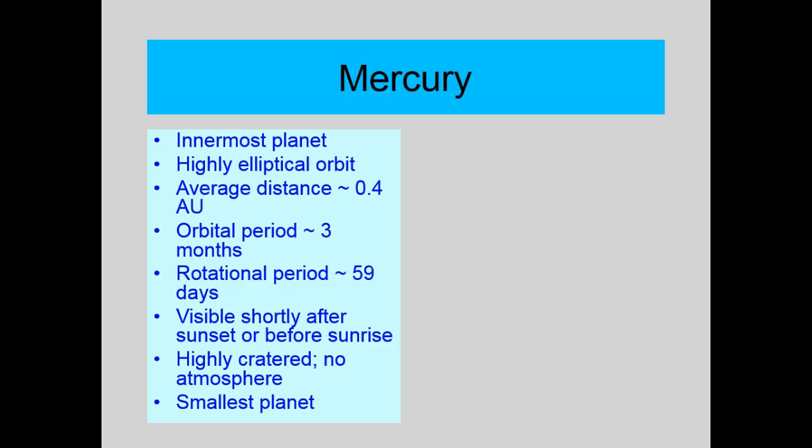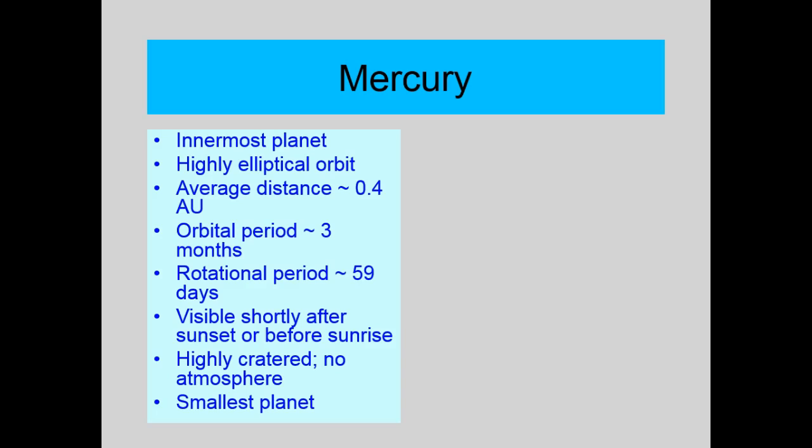What's an astronomical unit? If this is the sun right here, and this is the Earth here, that's 1 astronomical unit. So let me get on here. This is the sun, and that's the Earth. That's 1 astronomical unit. 4/10 would be about here. So Mercury is very close to the sun, closer to the sun than it is to Earth. But not by much.